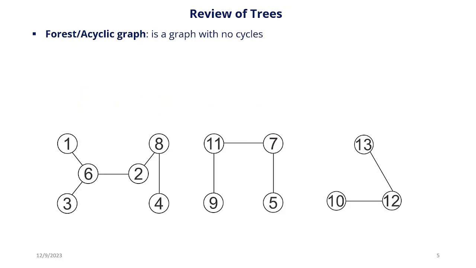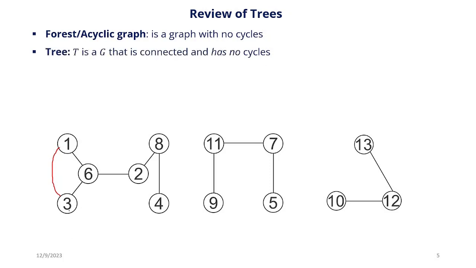Recall from our previous classes that we described a forest, which is the same thing as an acyclic graph, as a graph that has no cycles, meaning that there is no loop in the graph. So when we say a graph does not have a cycle, we mean there is nothing like this. No loop. There is no way you can go around through a loop in the graph.